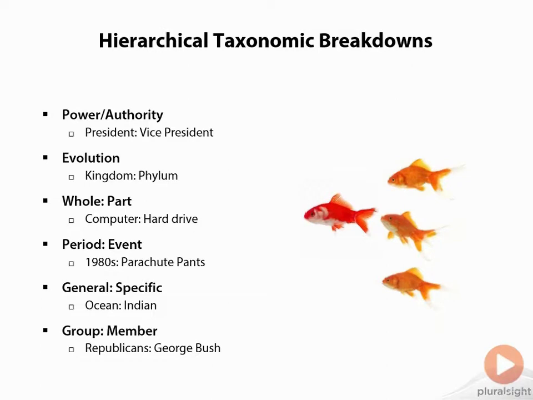You can do it from evolution: kingdom, phylum, genus, class, order, something. Anyway, you can break it down by evolution. You can do it by whole and part. For instance, there's a computer, and inside a computer is a hard drive. You can do period and event.